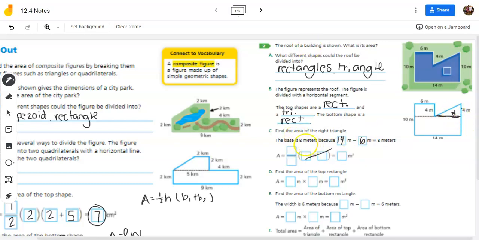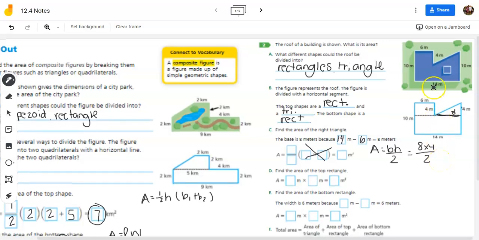I do not like using this one, so I'm going to use A equals base times height divided by 2. So I have 8 times 4, which is 32, and 32 divided by 2 is 16. So the triangle is 16 meters squared. We're going to look at the top rectangle. Remember, A equals length times width. So I have 6 and a 4, which is 24.